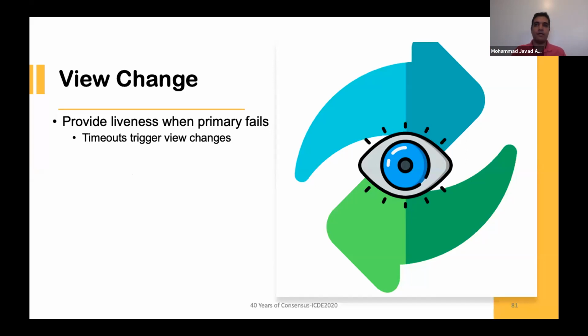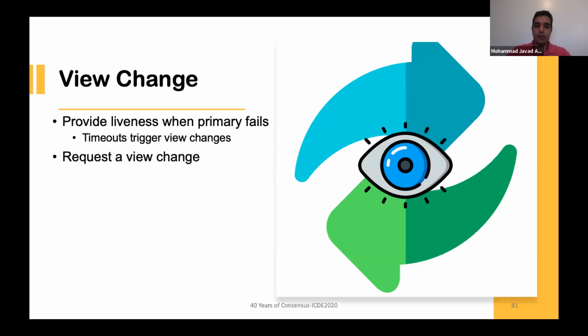If you remember, the FLP result says that we cannot have both safety and liveness in an asynchronous system. That's why we use timeouts for liveness. We have safety in an asynchronous system, but we need some timeout, some synchrony assumption, to provide liveness. And that's why we need timeouts here.